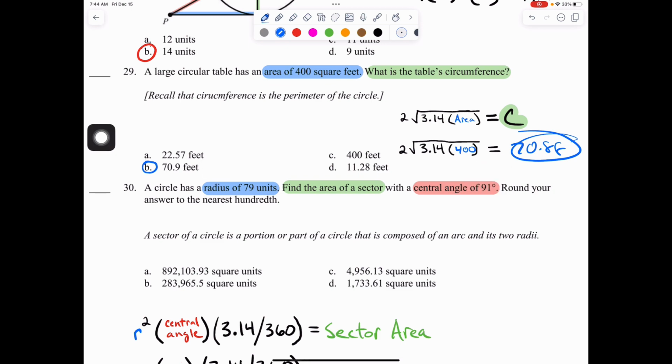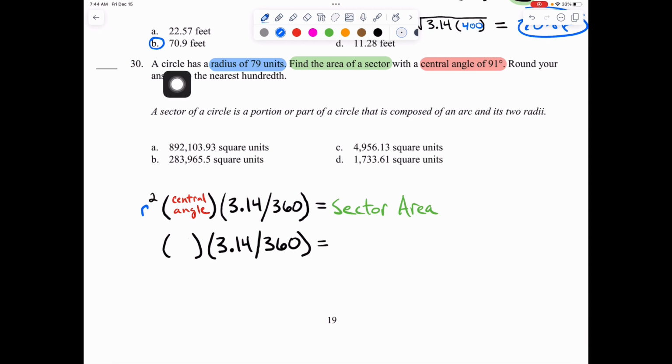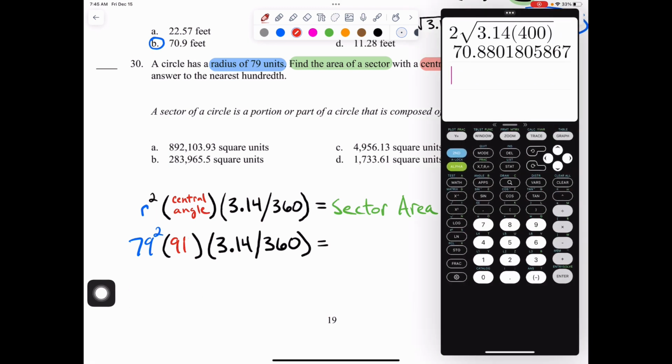It's very quick. And for 30, a circle has a radius of 79 units. Find the area of a sector with a central angle of 91 degrees. Again, I've written the formula for sector area. We will take our radius squared. In this case, it's 79. We will then open a parenthesis, put in our central angle of 91. All right, you multiply that by pi divided by 360. Again, pi is just 3.14.